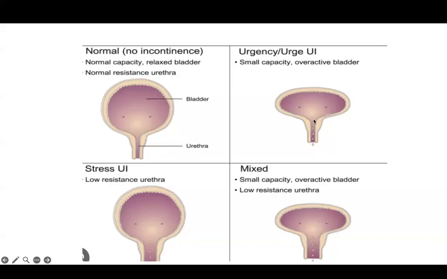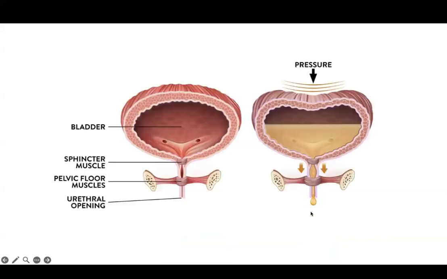In urge incontinence, there is a problem in the detrusor muscle. The detrusor muscle involuntarily contracts. However, the sphincter is okay. And the bladder capacity gradually reduces because whenever a small amount of urine collects, it comes out due to overactivity of the detrusor muscle. And in mixed incontinence, both characteristics may be present. This picture shows a normal bladder and what happens in stress incontinence. During raised intra-abdominal pressure, the sphincter opens, however, there is no change in the detrusor muscle.